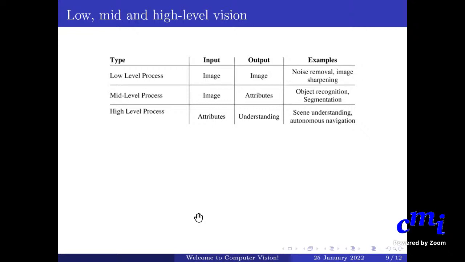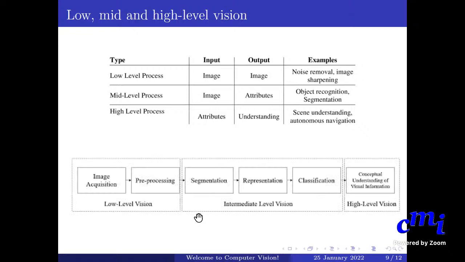When one thinks of designing a typical computer vision pipeline, all three processes go into it. So you cannot say that you're only an expert in high level vision. You can be an expert in only low and mid, but you cannot do the third without knowing the first two. A typical computer vision pipeline looks like this. So there is image acquisition.